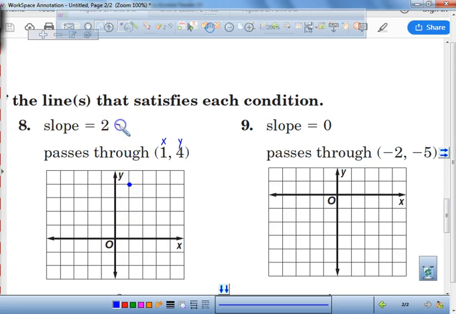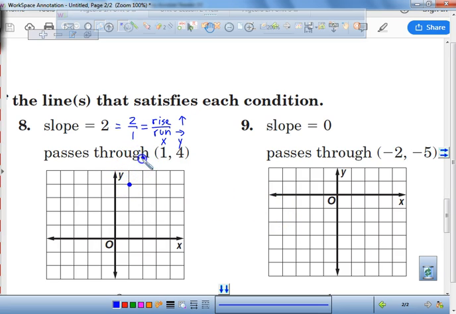Now this says it has a slope of 2. Now what fraction would that be? A 2 over a 1. Now what does the 2 represent? That represents the rise, and the 1 represents the run. So basically I'm going to go up 2 units and over 1 unit to the right. So let's try it. Up 2 over 1.